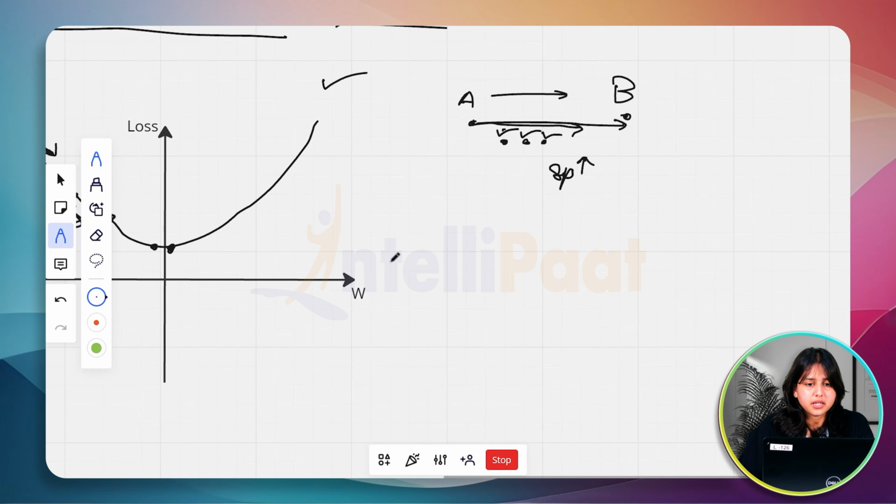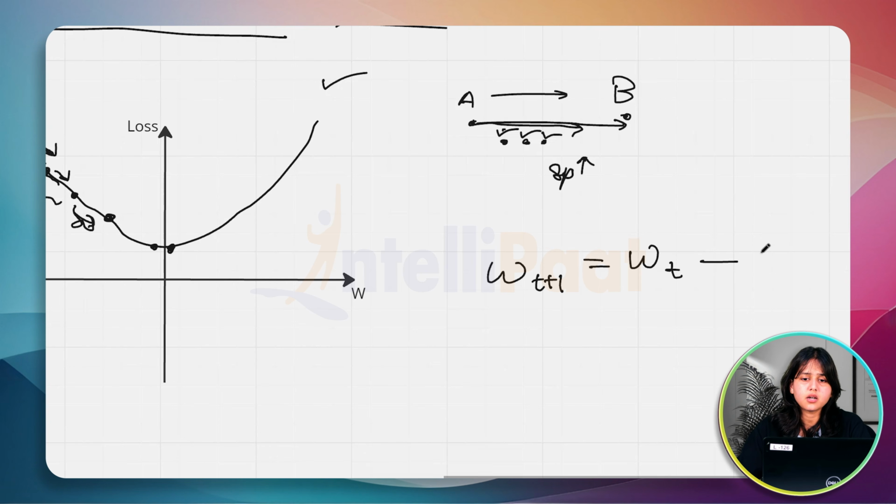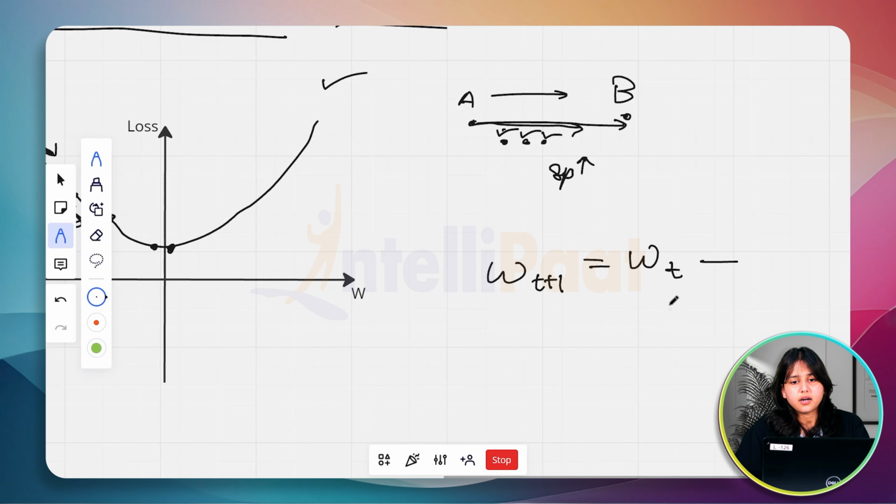So let's understand the mathematics behind this before moving ahead. Say we have to update our weights, right? So what we're going to do is take our previous weight, and instead of having a learning rate multiplied by our gradient of loss, we're going to subtract v at time t. So this is our weight at time t plus 1, calculated by subtracting v at time t from w at time t.